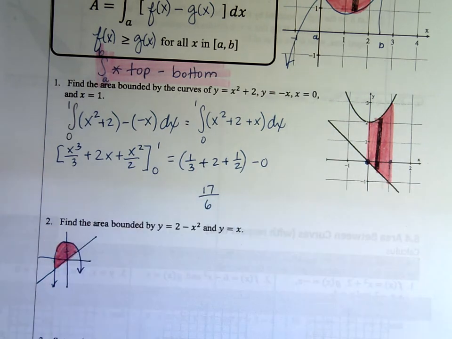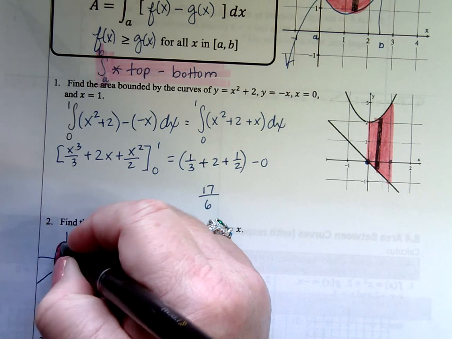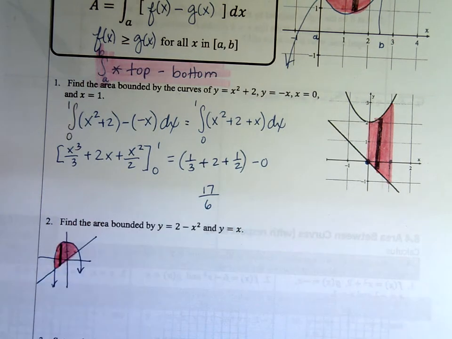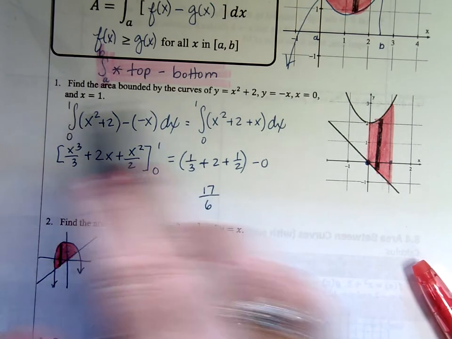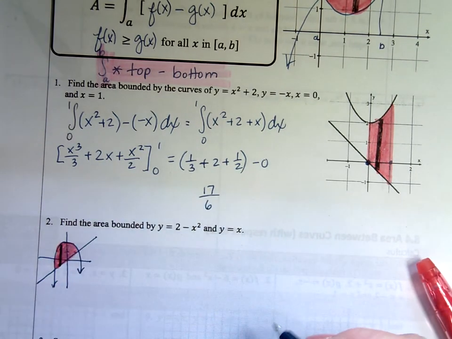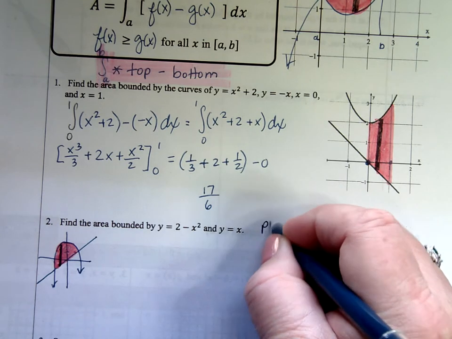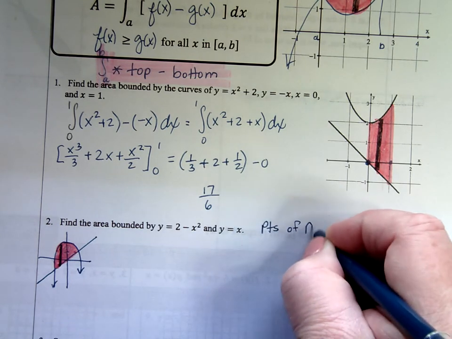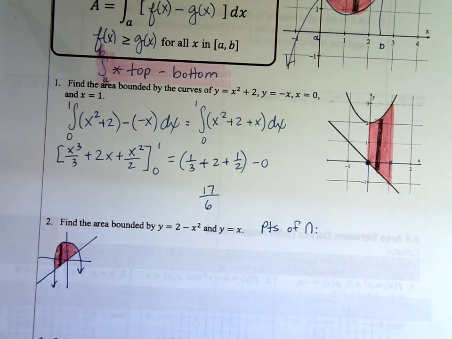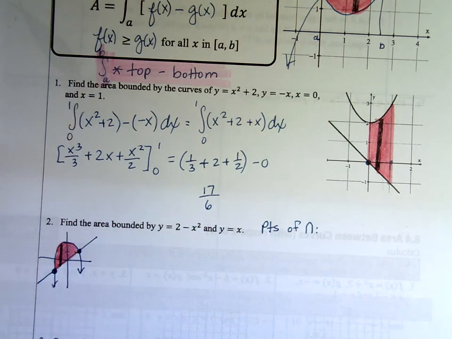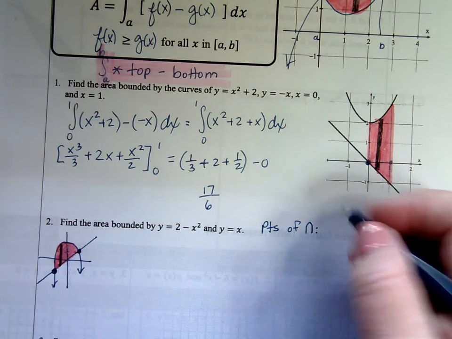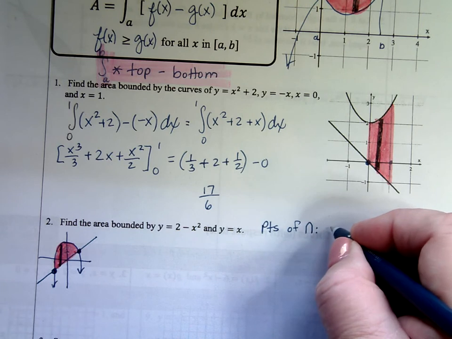Representative rectangle is vertical. Looks like this. And this time, I'm not quite sure what the x values are. They didn't give me bounds like they gave me right here. I knew it was between 0 and 1. So if they don't do that, then what you need to do is figure out those points of intersection. This is the symbol for intersection. It's like an upside down U. I need to know what this x value is and what this x value is so I can set up my integral. And so I'm going to set them equal to one another in order to do that.